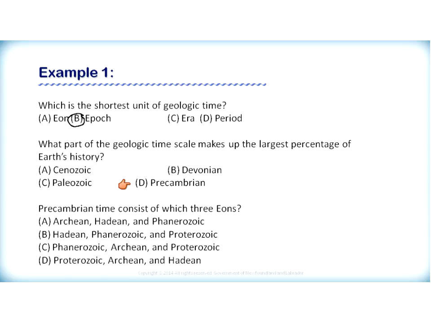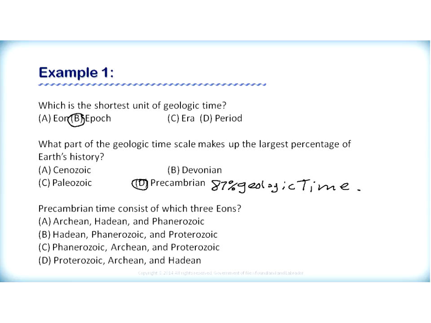And the Precambrian is made up of three different eons, the Hadean, the Archean, and the Proterozoic. And this represents 87%. So the Precambrian represents 87% of all geologic time. So our answer for the second question would be D.